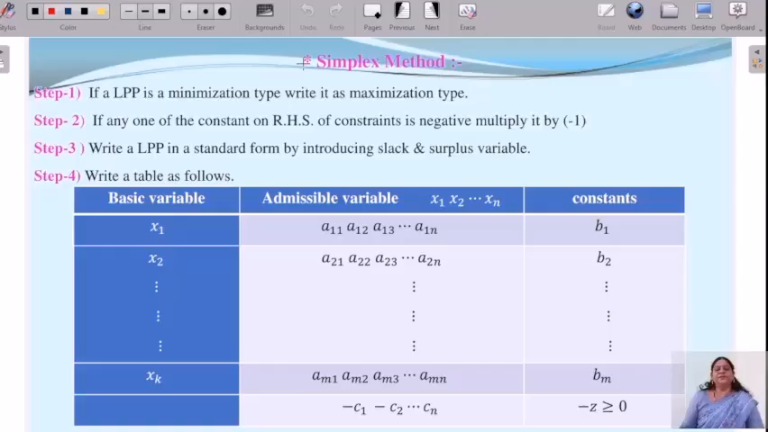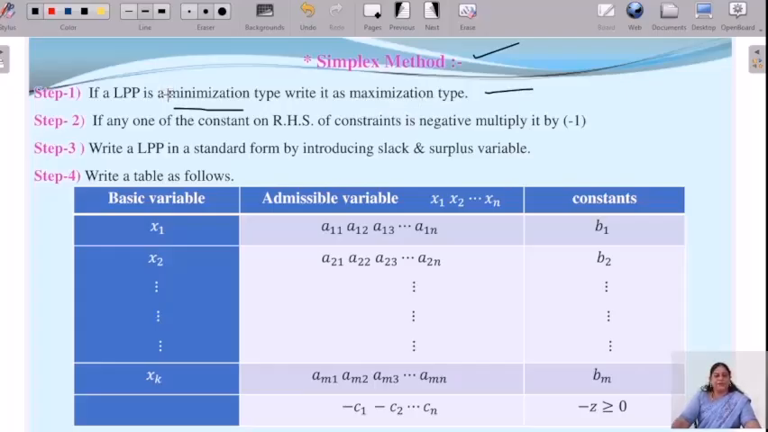Now let us see the next method, which is a simplex method. It is very useful if your LPP contain more than two variable. Then we use the simplex method. First step is, if LPP is minimization type, write it as a maximization type. Means if your LPP having the objective function is of minimization type, then we write it as a maximization type.